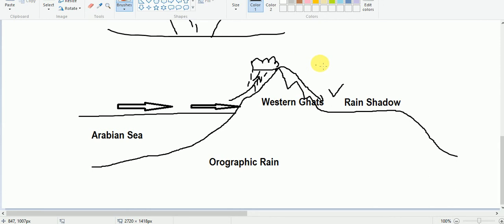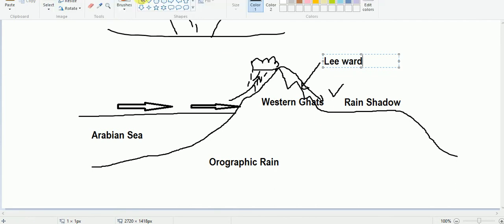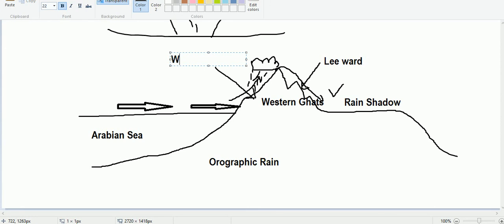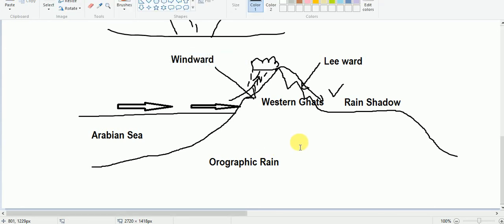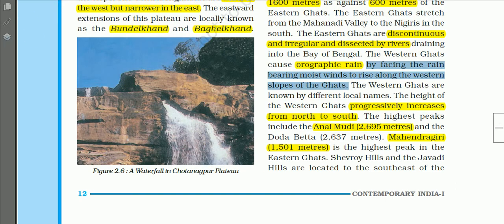Remember, this side of the mountain is known as what? Leeward side. And what is the other side? This side is known as what? Windward, okay, windward side. So this is how orographic rainfall takes place. Any question? Are you clear?